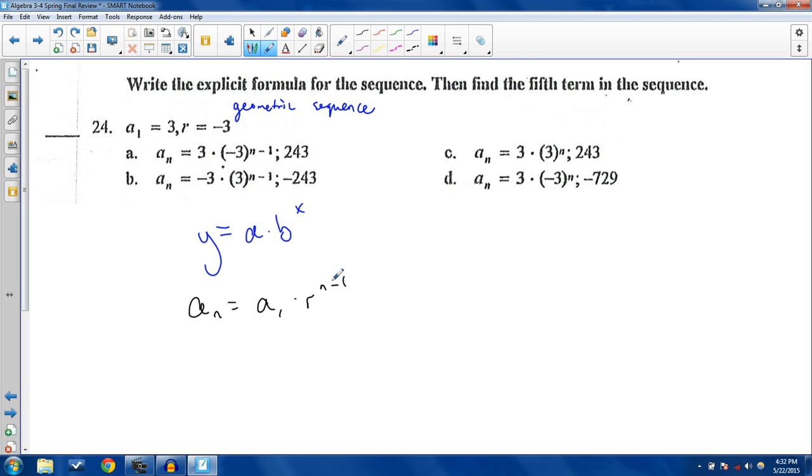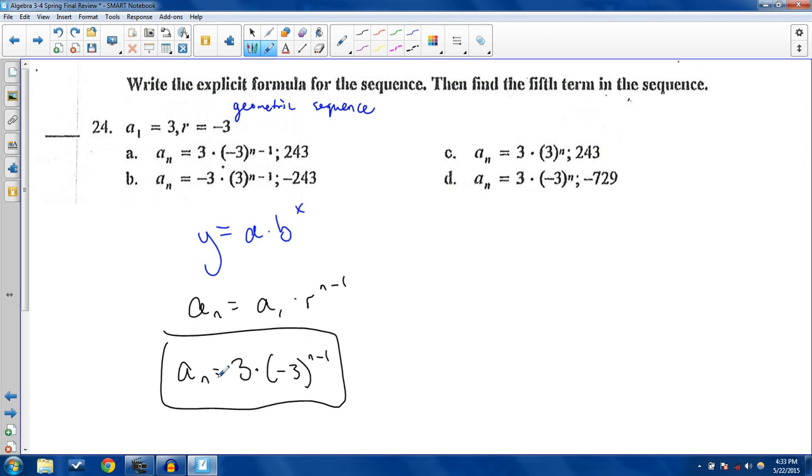Now the difference here with the n minus 1 is because it depends on how many terms we're doing. On the first term, we want it to be r to the 0 power to make it 1, so a sub 1 times 1 is a sub 1. We want our first term to be a sub 1. So my a sub 1 is 3. My r is negative 3. It's just going to look like that. That's what that term is.